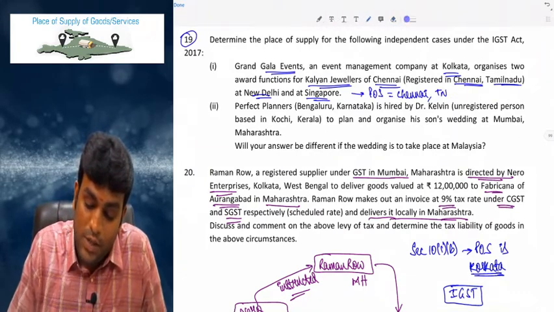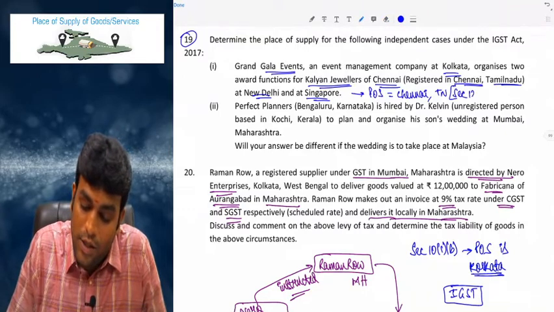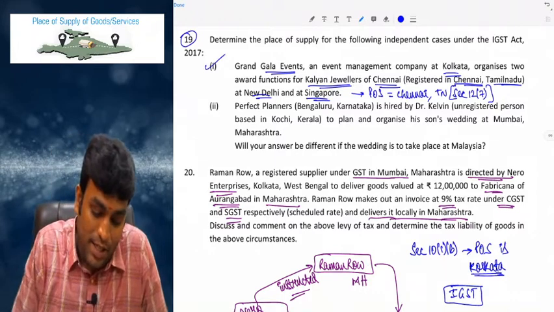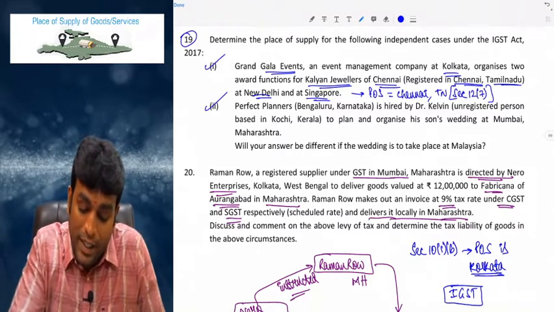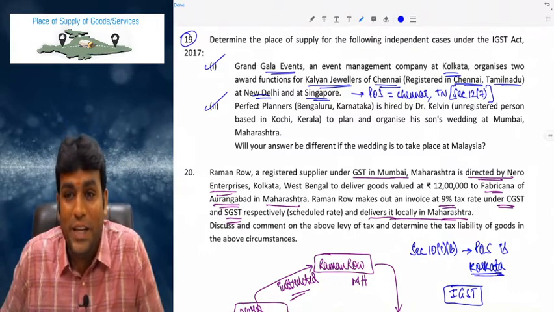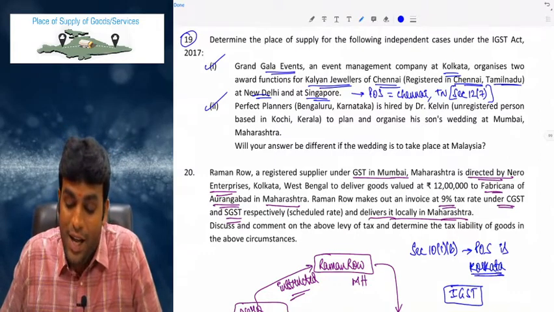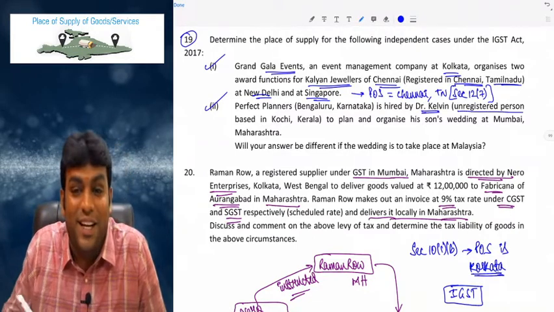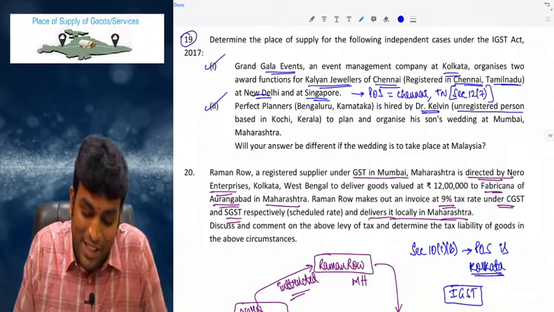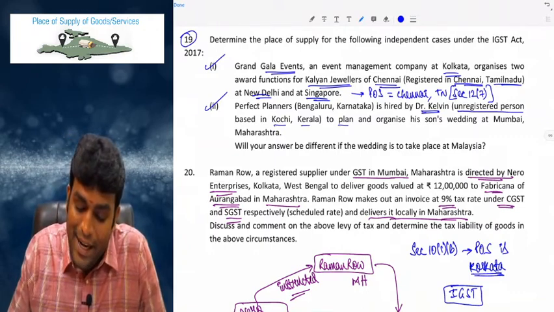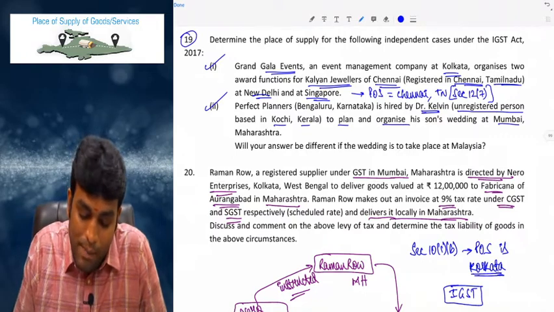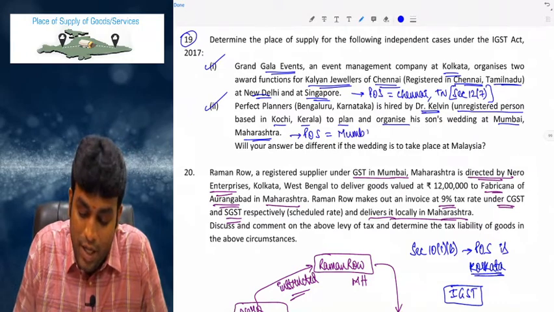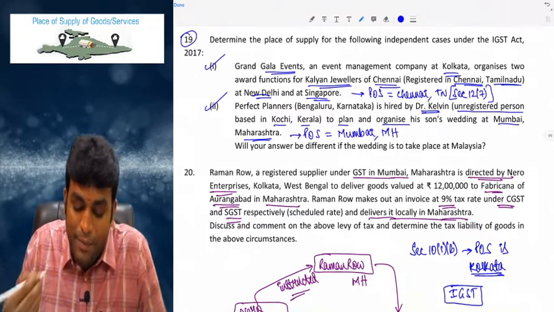Still the answer for POS is Chennai, because the receiver is a registered person. Next, second bit. Perfect Planners, Bengaluru, Karnataka, is hired by Dr. Kelvin, an unregistered person based in Kochi, Kerala, to plan and organize his son's wedding at Mumbai, Maharashtra. Then my place of supply will be Mumbai, Maharashtra, where the event is held.